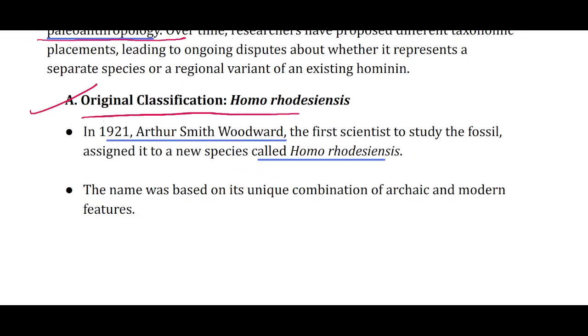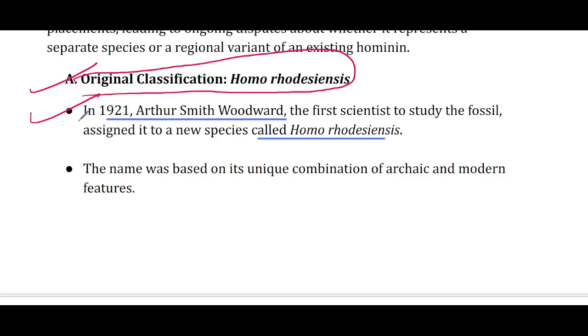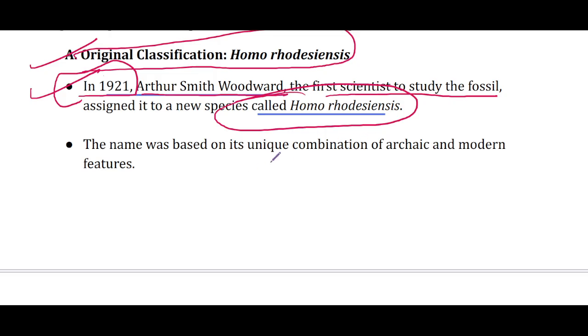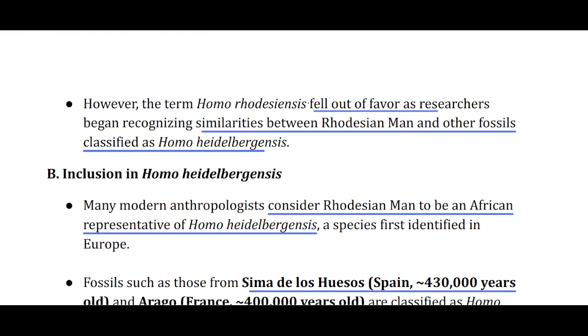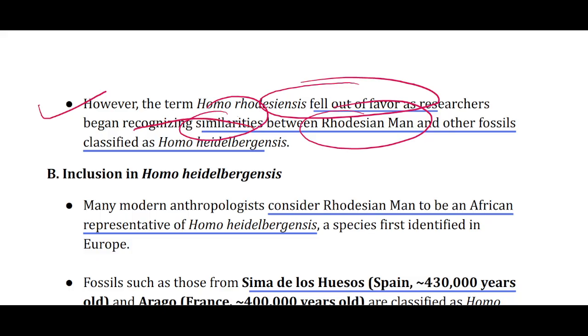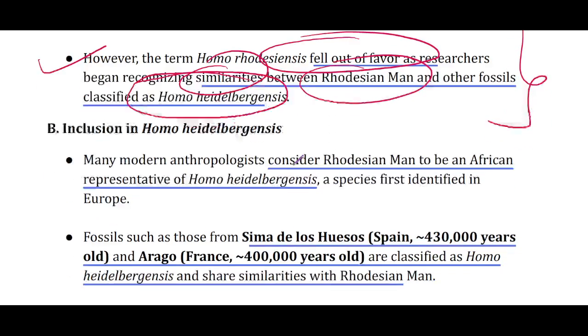First is the original classification, Homo rhodesiensis, which we saw earlier. In 1921, when the skull was found, Arthur Smith Woodward, the first scientist to study the fossil, assigned it a new species, Homo rhodesiensis, because of its unique combination of archaic and modern features. However, this term fell out of favor when similarities between Rhodesian man and other fossils of Homo heidelbergensis came into the picture.